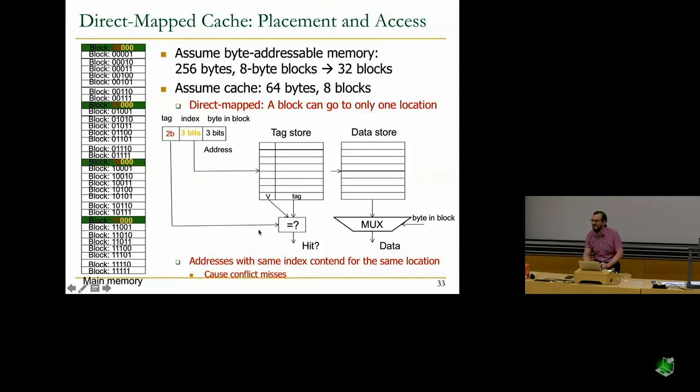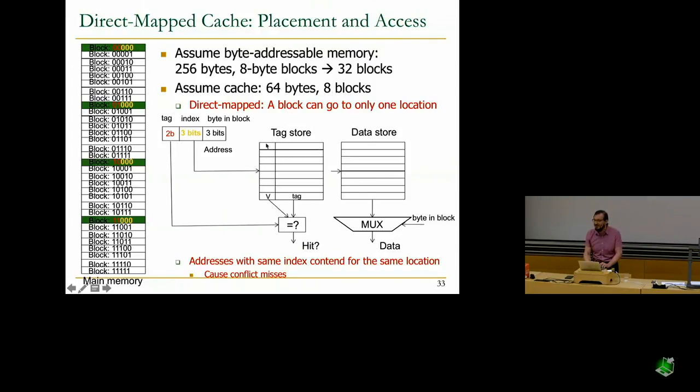Make sense? How many blocks can be in the cache? So if you look at this cache, that's 8 blocks here, right? It's actually meant to be exactly the same size. The whole memory can be in cache? No, not in this case. The whole memory has 32 blocks, as you can see. So if you look at the numbers, this is 256 bytes, 8-byte blocks. We have 32 blocks in memory, but the cache can house only 8 blocks.